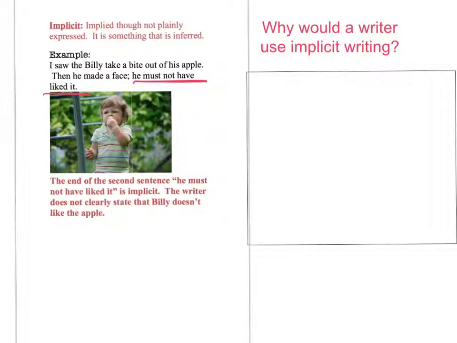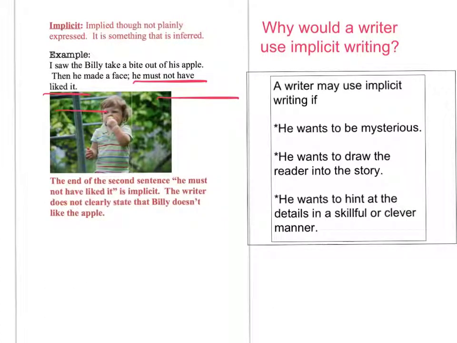Why would a writer use implicit writing? A writer may use implicit writing if he wants to be mysterious, he wants to draw the reader into the story, he wants to hint at details in a skillful or clever manner.